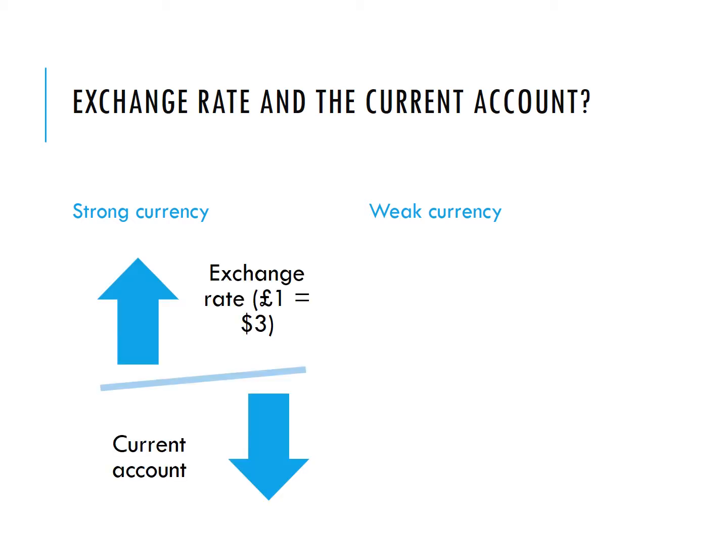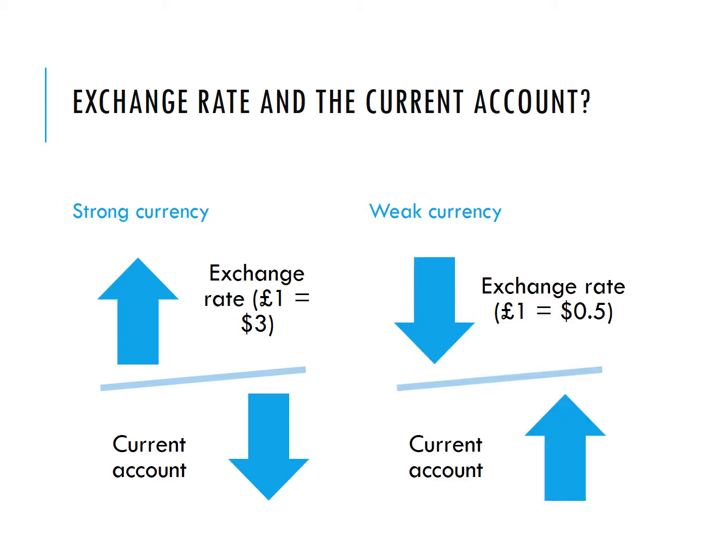Well, if an exchange rate is strong, for example, £1 here buying $3, what it's likely to mean is that the currency has high purchasing power, so they're going to buy more from abroad, more imports, and export less. This would move a current account towards a deficit position, more being imported than exported.